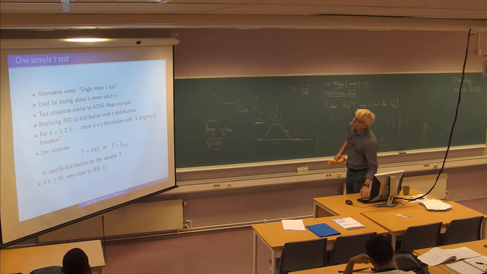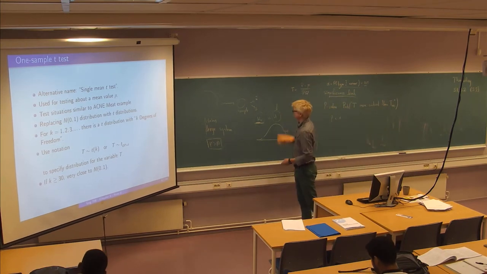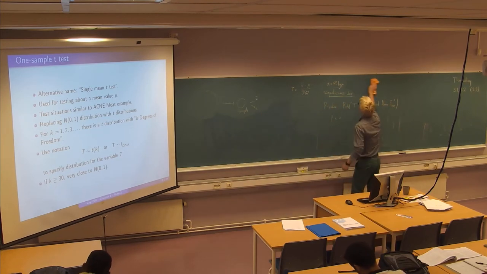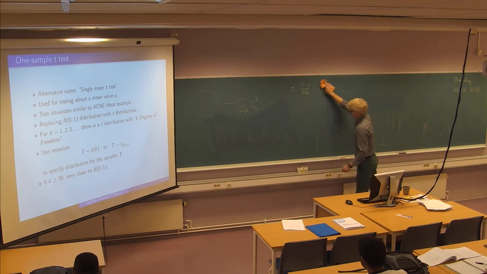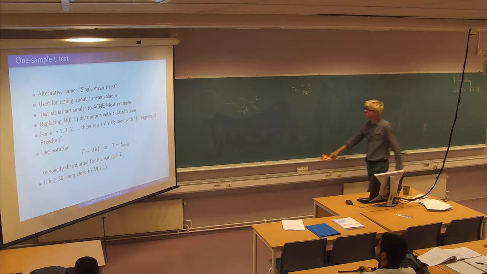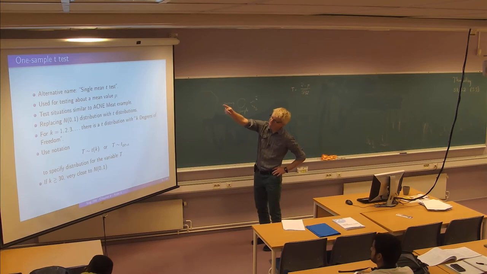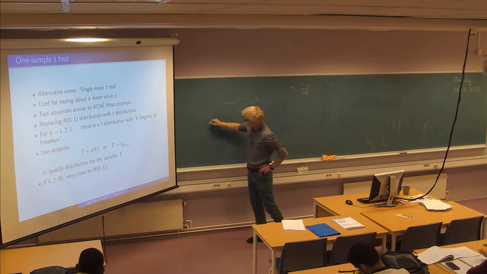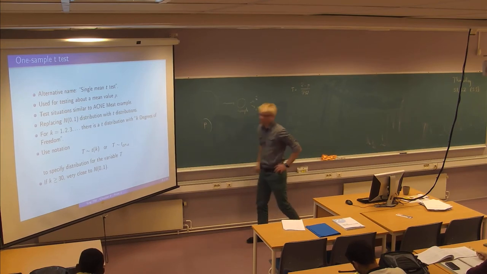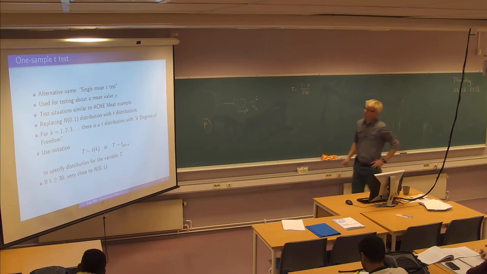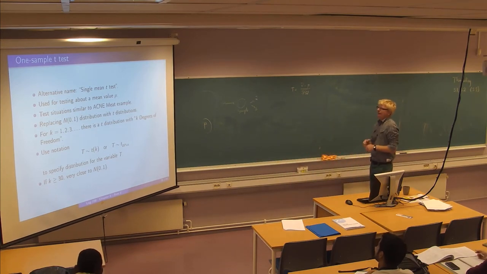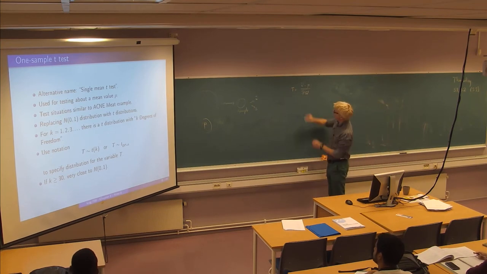So let's start with this so-called one-sample t-test. It's called one-sample t-test in SPSS. It's also sometimes called a single mean t-test. So it is usually what we do to test hypotheses about a population mean, a single mean value. So it's any test situation that is somehow similar to this ground meat example. And just to make it conform to theory a little bit more, we are going to use something called T distributions. That's partly why I call this T in the first place.